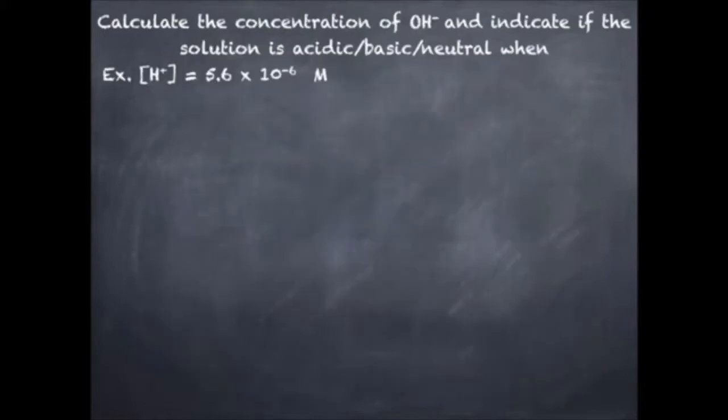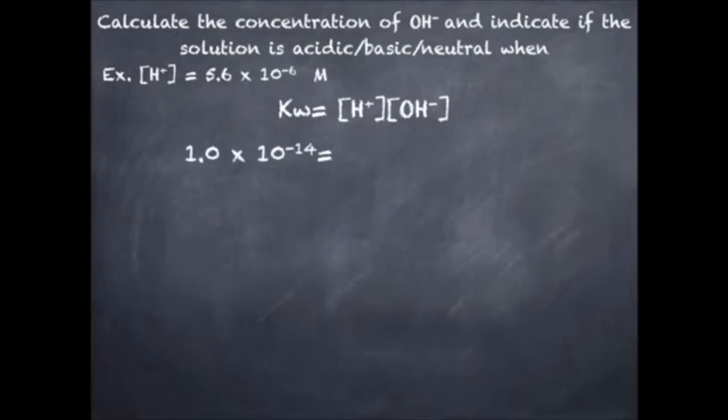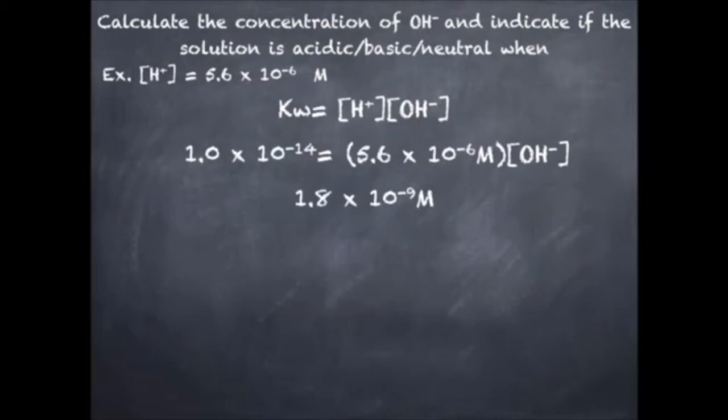So looking at this example here, it's asking us to calculate the concentration of hydroxide ions. We know the concentration of hydrogen ions. Therefore, we can use this formula, your ion product formula, and then just plug in the values. I know that my Kw is 1.0 times 10 to the negative 14th. I know that the concentration of H plus is 5.6 times 10 to the negative 6 molar, and so I'm just calculating for my concentration of hydroxide ions, and I find that it's 1.8 times 10 to the negative 9th molar.